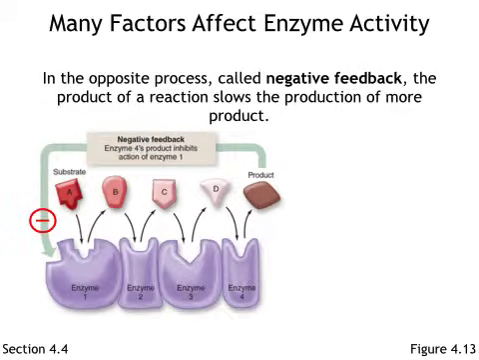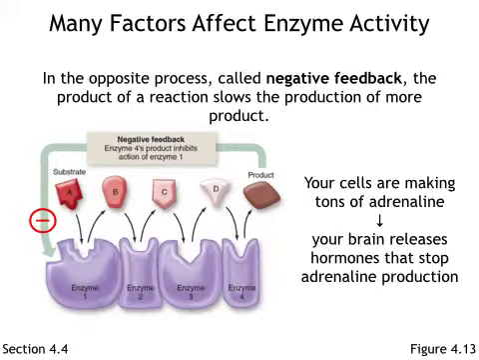The opposite process is called negative feedback. So, this is where the product of a reaction slows down the production of more product. So in this case, it's the same chain, except in this example, the product is going to bind to the first enzyme and slow it down, inhibit it, right? So in this case, the product is an inhibitor. In the positive feedback loop, the product is a cofactor, which speeds up the enzyme. In the negative feedback loop, the product is an inhibitor, which will inhibit the enzyme.